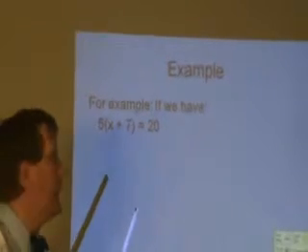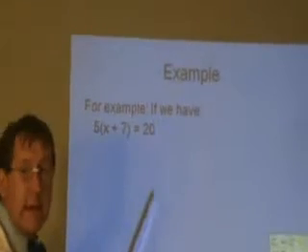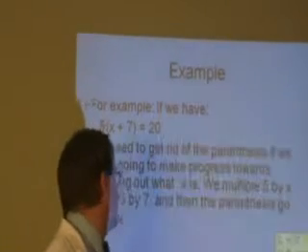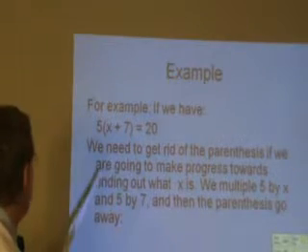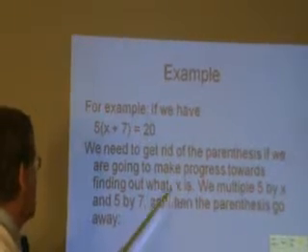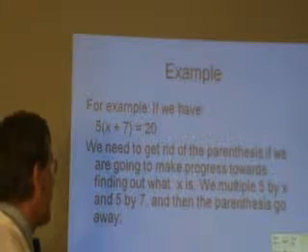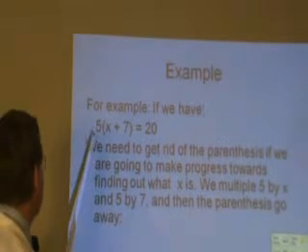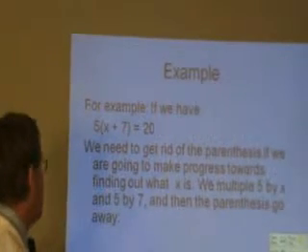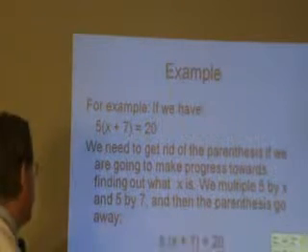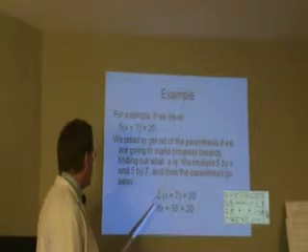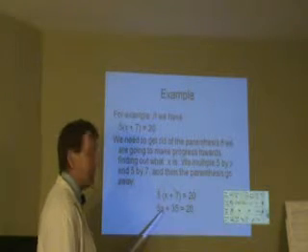To solve that problem, we apply the distributive property on this side. We need to get rid of the parentheses if we're going to make progress towards finding out what x is. We multiply 5 by x, and we multiply 5 by 7. 5 by x and 5 by 7. Then the parentheses will go away. Just as I was drawing the arrows before, we got little arrows here. What do we get? 5 multiplied by x can be said as just 5x.